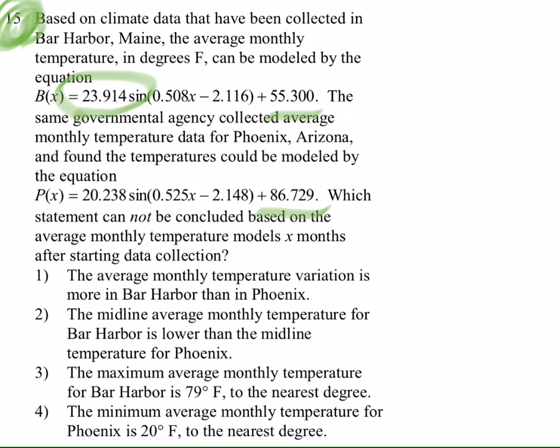The maximum average for Bar Harbor is 79. How do you get the maximum average? Because 55 plus 23.9 would be about 79. But on the other hand, when you look at 4, the minimum average monthly temperature for Phoenix is not 20. Because in fact, what we have to do is, from 86.729, subtract 20 or so, which is the amplitude. Then we get about 66 as the minimum temperature. Alrighty.